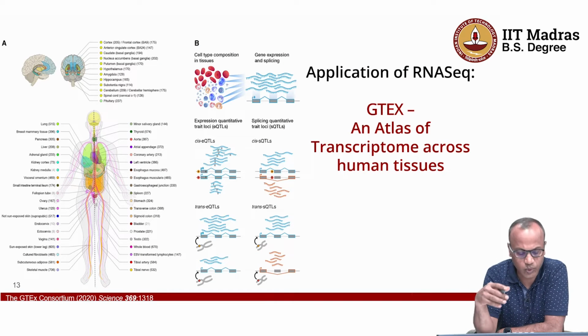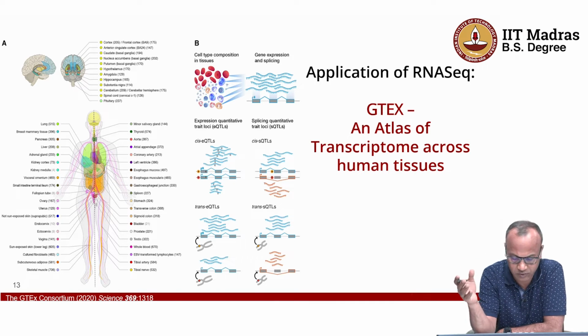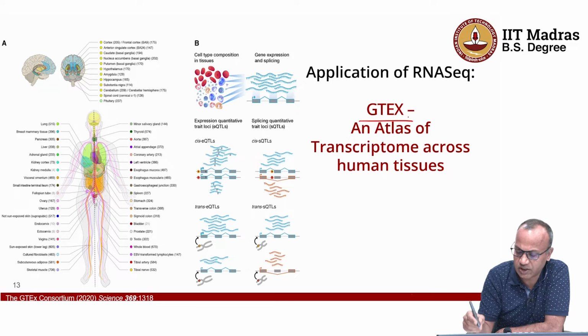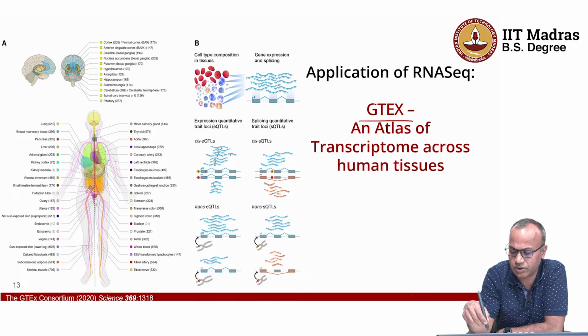So what we will do quickly, as we did with genomics, is look at some of the applications of RNA-seq, and this has revolutionized the way we understand functions of different cell types and tissue types of a human body. One of the biggest attempts to understand the functional differences at the transcriptome level of all the tissues in a human body is called the GTEx Consortium, which is genotype expression. Now this is a complete atlas of transcriptomes of almost all human tissues.